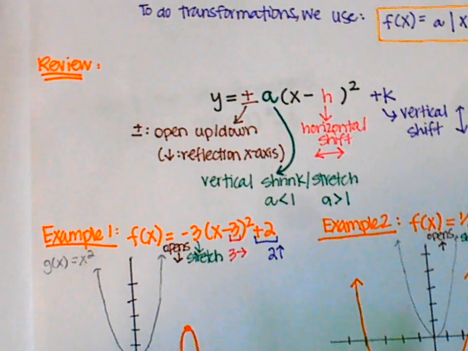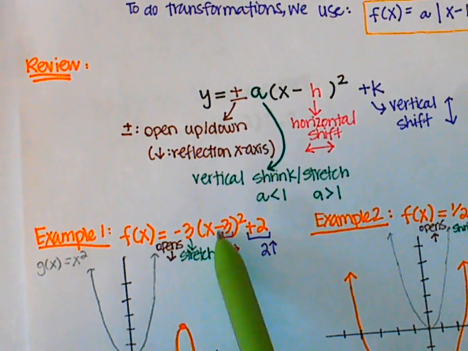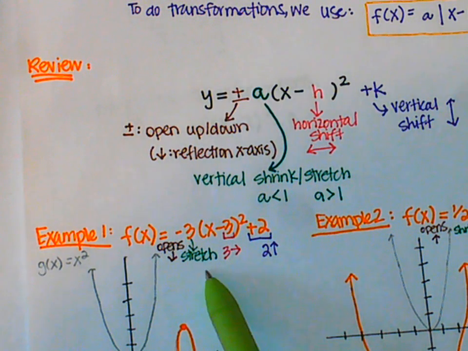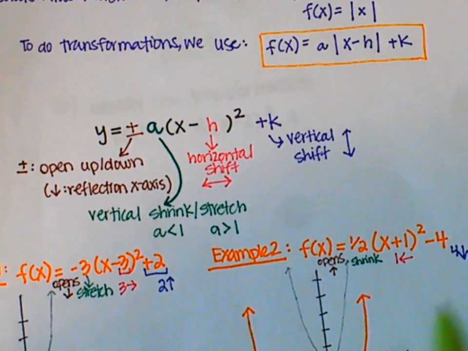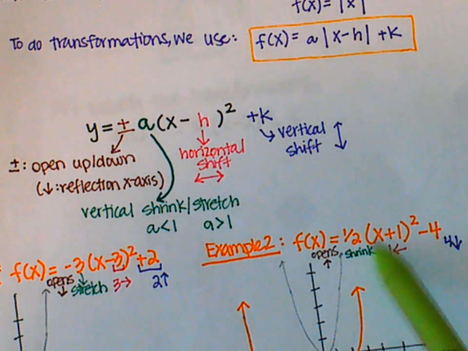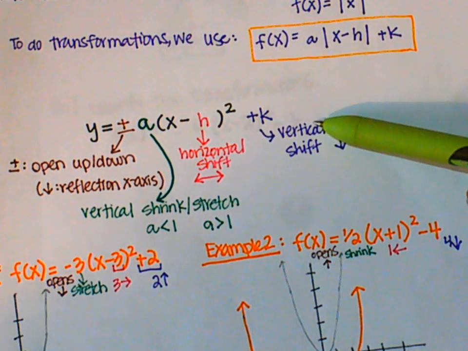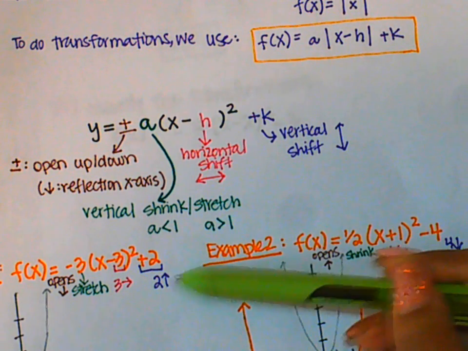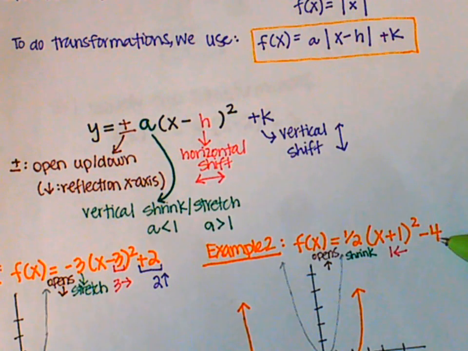And here are a couple examples. Here we had x minus 3. So we do the opposite, which is to the right, and we go 3. Whereas in this one, it was x plus 1, so we went to the left one because we take the opposite. And then the vertical shift doesn't do any opposites. It's just what it is. So here's plus 2, we go up 2. Here we had negative 4, so we went down 4.